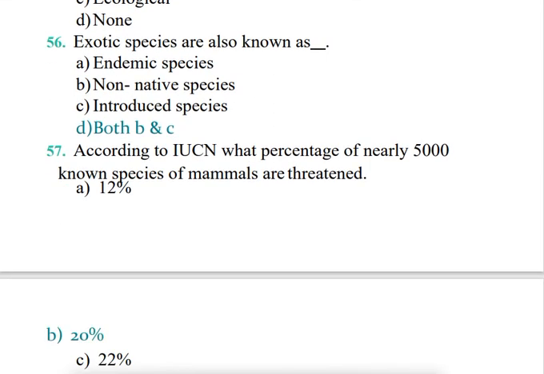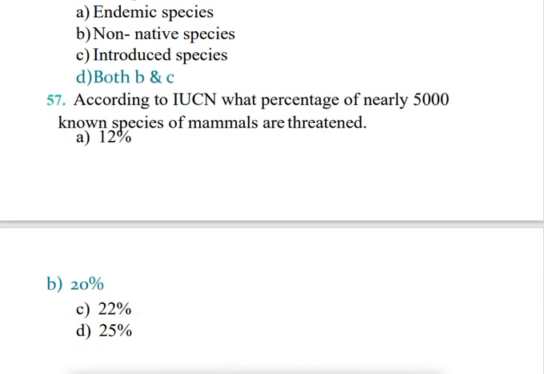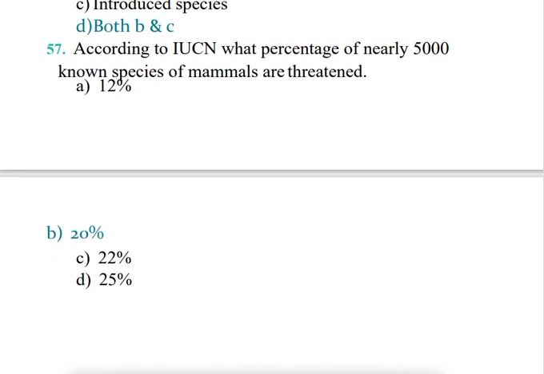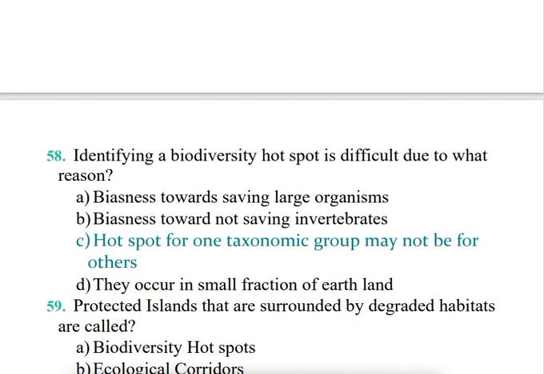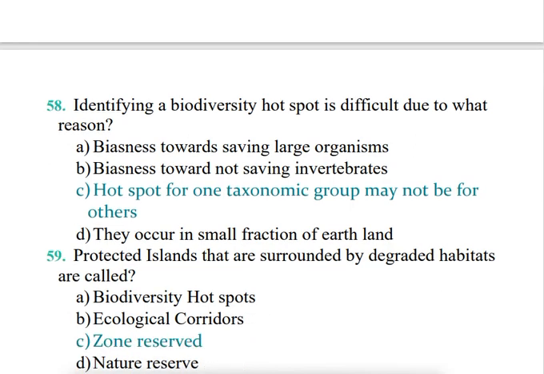According to the IUCN, what percentage of nearly 5,000 known species of mammals are threatened? 20% of mammal species are threatened. Nearly 5,000 known species, and from these 20% are threatened. Identifying a biodiversity hotspot is difficult due to what reason? Because a hotspot for one taxonomic group may not be a hotspot for others, since each taxonomic group has different hotspots. That is the basic reason it is difficult to find a biodiversity hotspot.